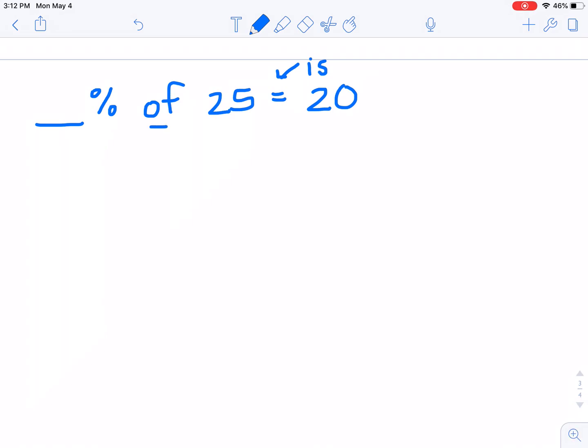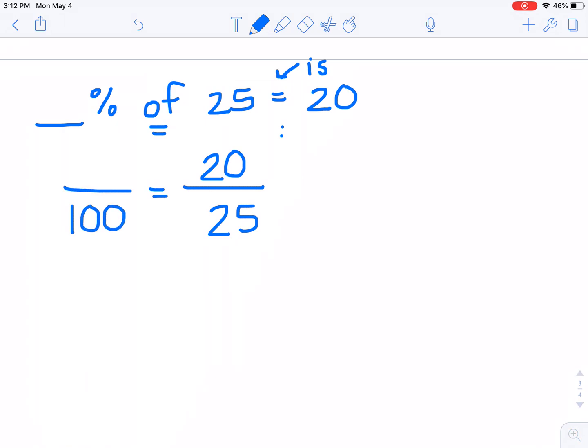Now once again, I know my of, and I know my is. So I'm going to put 20 on top because that's the is, 25 on the bottom because that's the of, and I already know 100 because it's a percent. What I don't know is what percent. What percent is the question. And now this one is easy. 25 can go into 100 4 times. That was times 4, so this is times 4, and x equals 80. Okay? And it is just as easy as that.